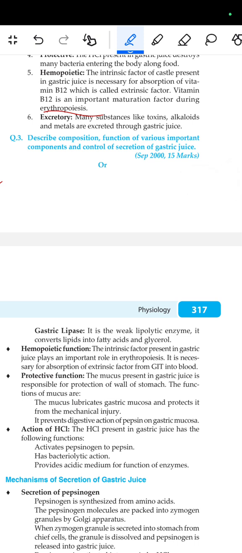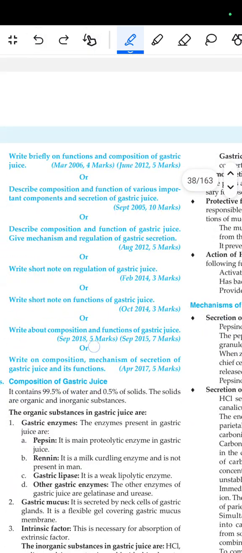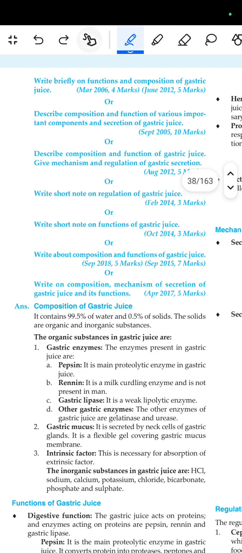Next, describe the composition, function of the various important components and the control of the secretions of the gastric juice. Write briefly on the function and composition of the gastric juice. Give the mechanism and the regulation of the gastric secretion. Write a short note on the regulation of the gastric juice. Write a short note on the functions of the gastric juice. Write on the composition, mechanism and secretions of the gastric juice and its function.